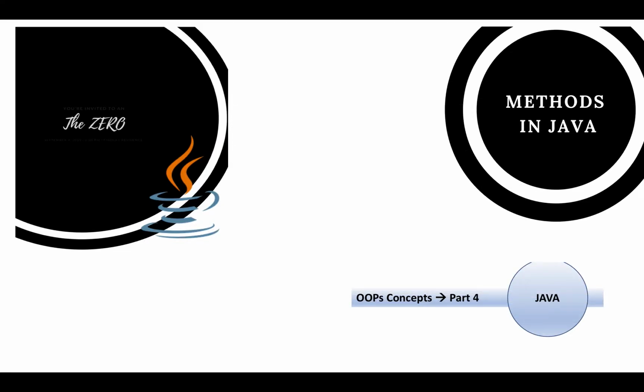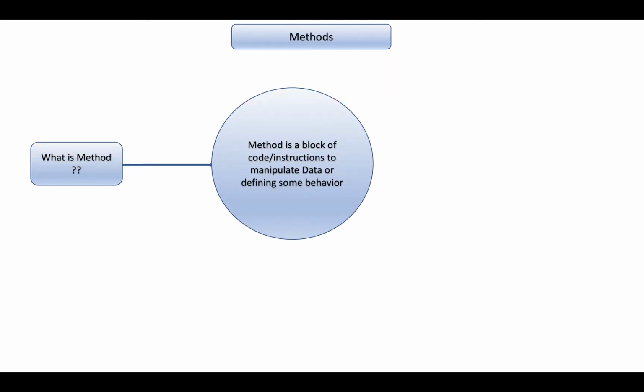In this tutorial, we'll be learning about methods in Java. What is a method, why are methods required, and how are they used? Methods, in simpler words, are a basic block of code or instruction through which either we manipulate some data and get some result out of it, or we define some behavior and perform some set of actions.